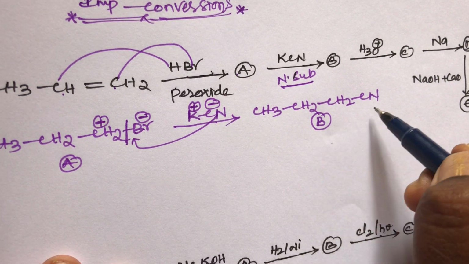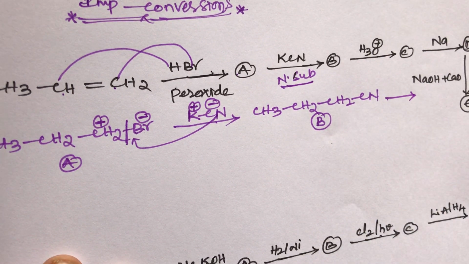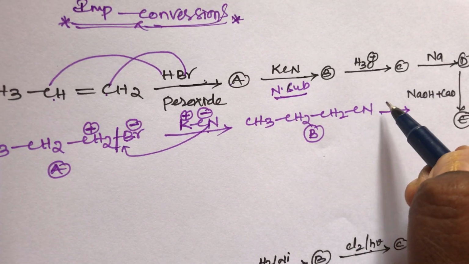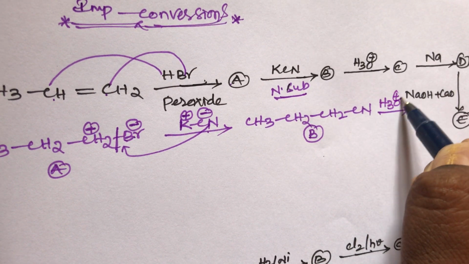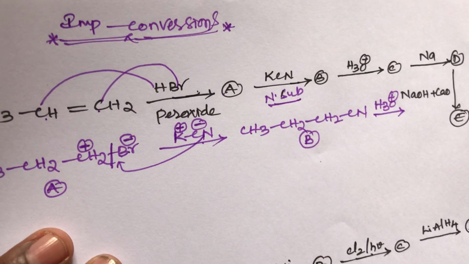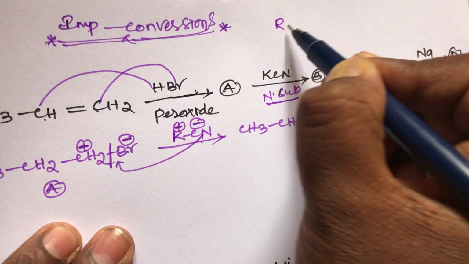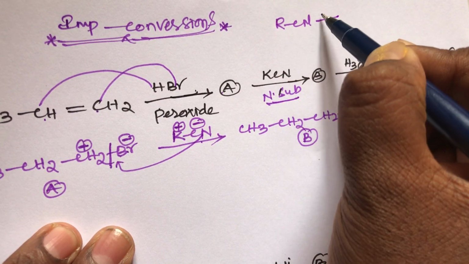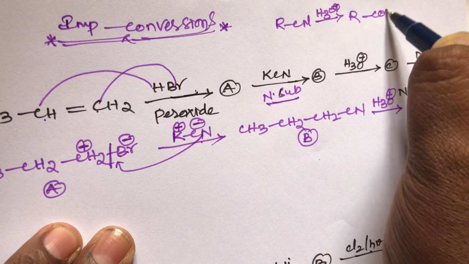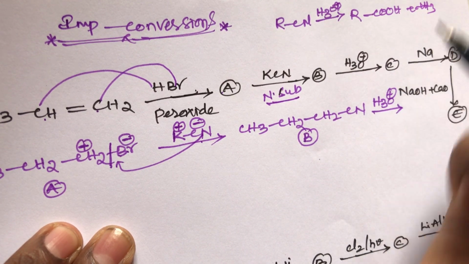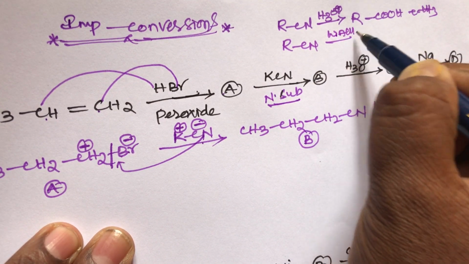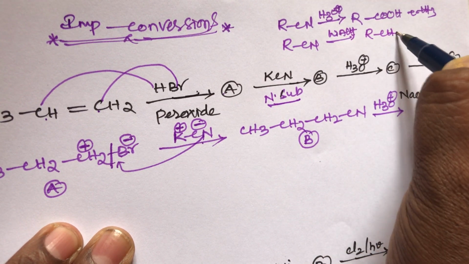This is the B compound. This B compound reacts again with what, student? H3O plus, means hydrolysis. You remember, student, cyanide and hydrolysis, what is the product? I gave it in the previous video. When RCN, alkyl cyanide, undergoes hydrolysis, we get acid, RCOOH plus NH3. When RCN is reduced with lithium aluminum hydride, it gives primary amine, RCH2NH2.